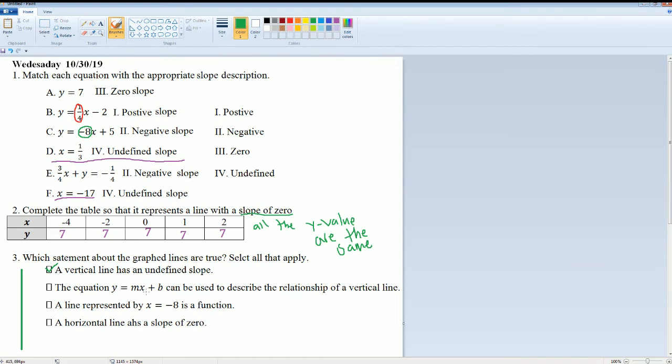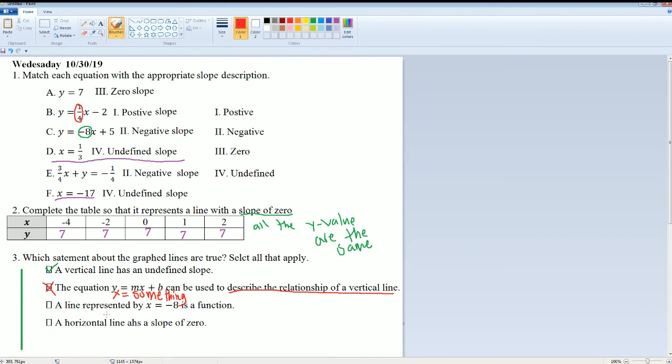An equation y equals mx plus b can be used to describe the relationship of a vertical line. A vertical line is undefined, right? Like this one. That is when it's y. It's when x equals something. This would be wrong. The correct answer would be it is when x equals something, like x equals 1/3 or x equals -4. That can describe the relationship of a vertical line.